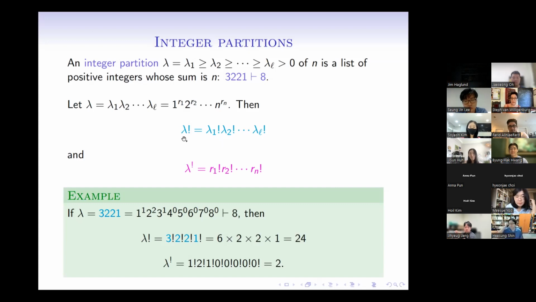Now we can also write our partitions as 1 to the number of 1s we can see, 2 to the number of 2s we can see, 3 to the number of 3s we can see, and so on. And if we write lambda in this sort of notation, then we say lambda to the factorial is going to be the number of 1s we see factorial times the number of 2s we see factorial times the number of 3s we see factorial, and so on. So if we take our running example lambda, well, this is 1 to the 1, 2 to the 2, 3 to the 1. So when we do lambda to the factorial, then this is going to be 1 factorial times 2 factorial times 1 factorial, which is going to be 2.